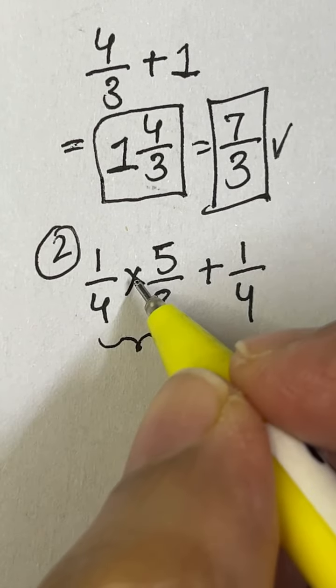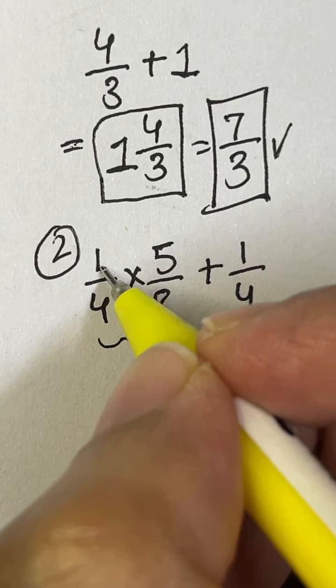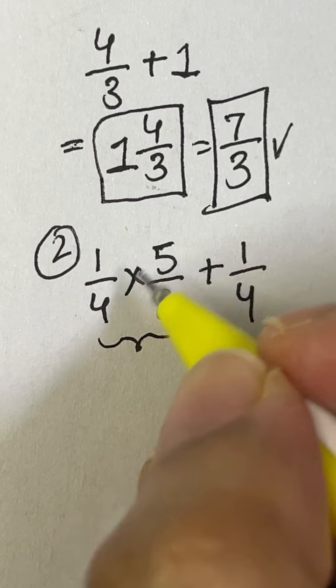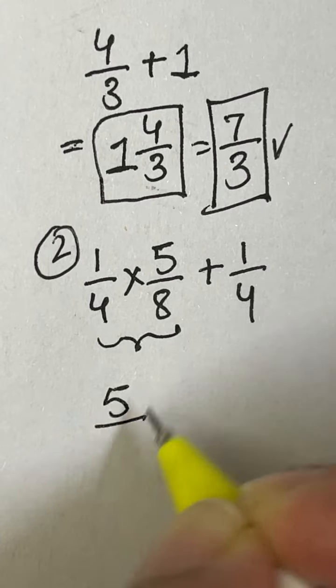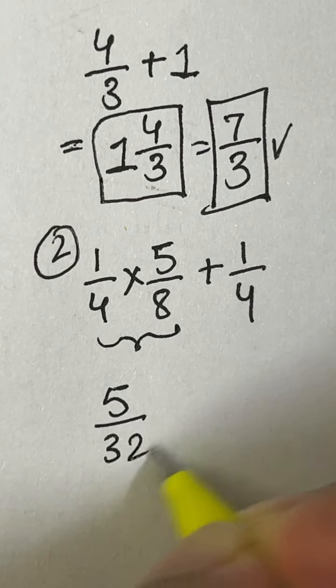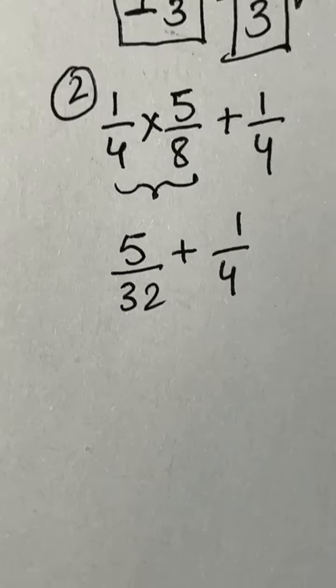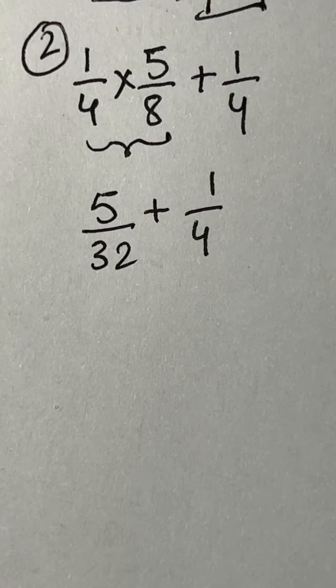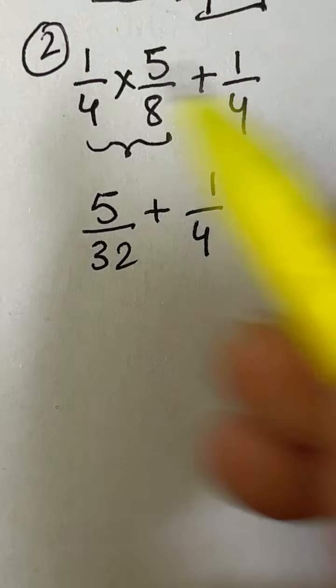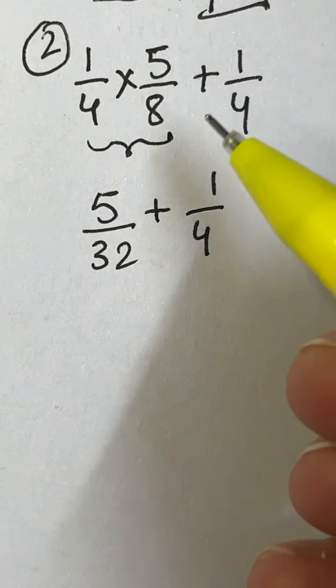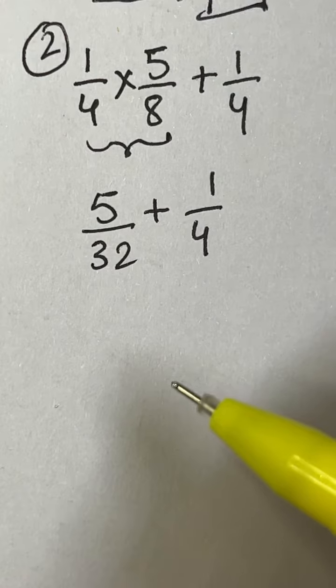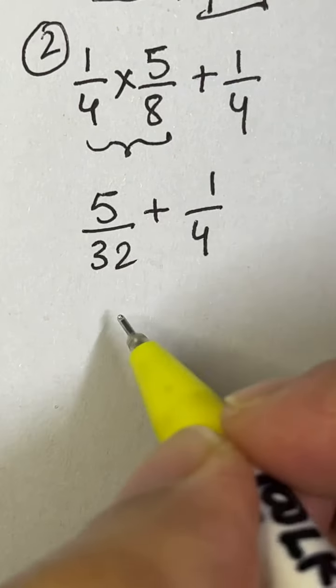When you have multiplication, what do you do? You directly multiply the numerators. So 1 times 5 is 5. 4 times 8 is 32. Plus I have 1/4. Now the denominators are different. I need to take out the LCM. Now let's see, this is a bigger number. I cannot use the multiples way which I showed you in the first question. So let me use the division method.